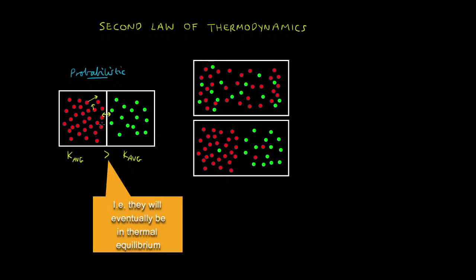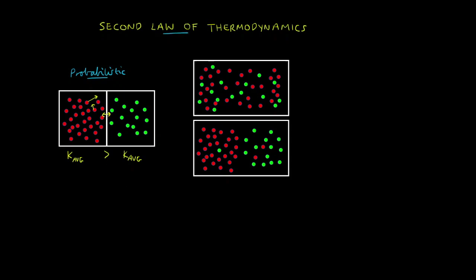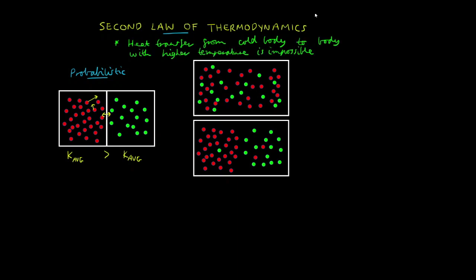And this leads us to the second law of thermodynamics, or at least one interpretation of it, and that is that heat transfer from a cold body to a body with a higher temperature is impossible. And this is the postulate of Clausius. So effectively heat is going to be transferred from the hotter object to the colder object.